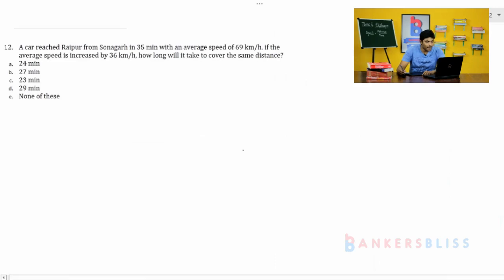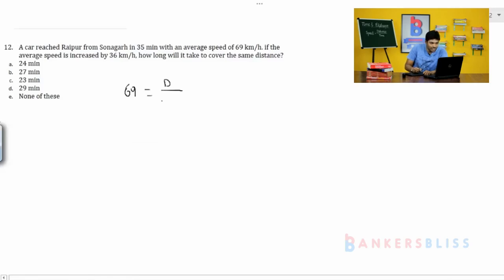See here, based on the first data, we can identify the distance. This problem can be solved in two different methodologies. Let me tell you the first methodology, that is the general methodology, how to solve. See here, 69 kilometer per hour is equal to distance divided by time.